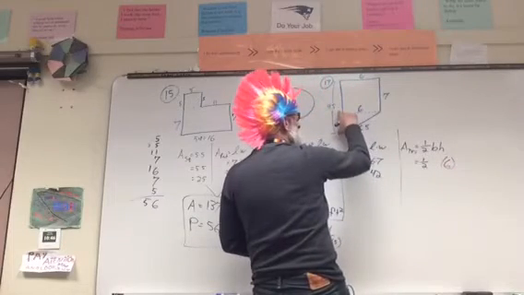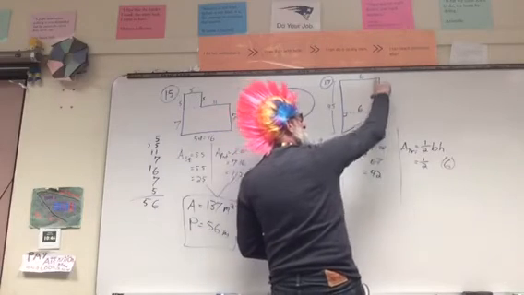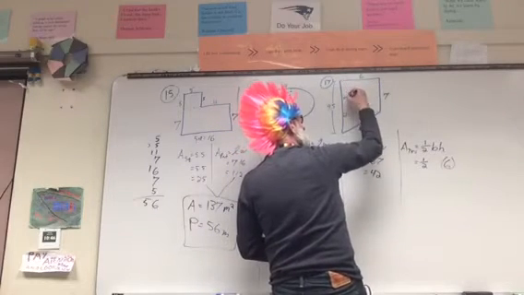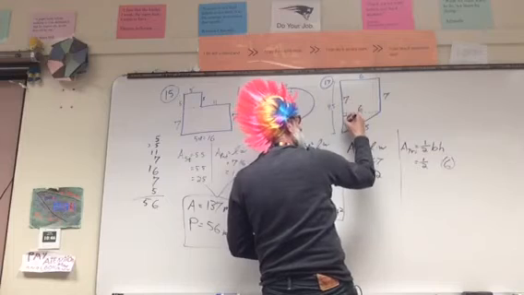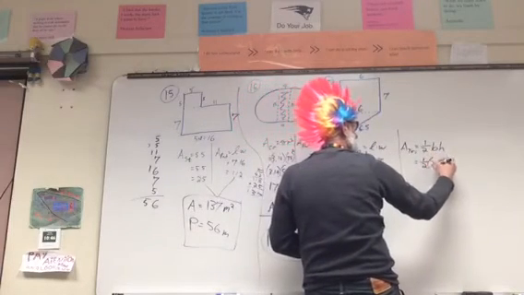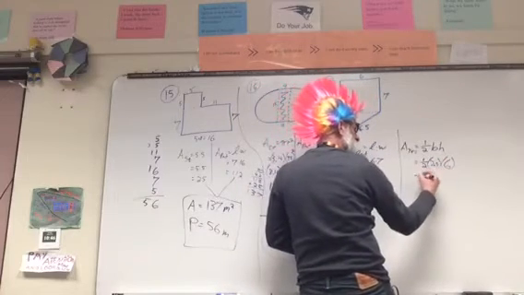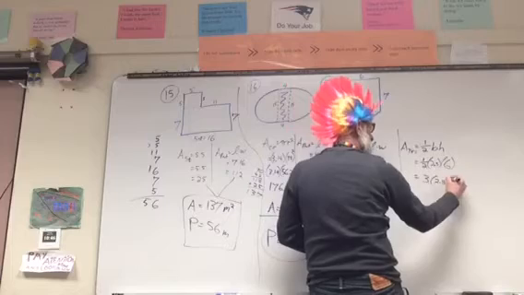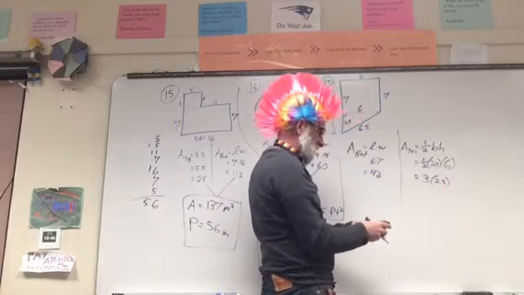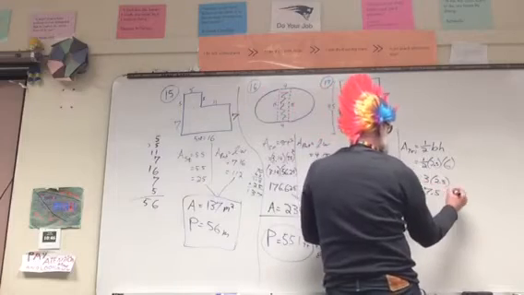Now I've got to figure out this base. The whole distance is 9.5. If this part's 7, this part has to be 7. So 9.5 minus 7 tells me 2.5. That must be my base, a 2.5. Well, before I grab my calculator, I know half of 6 is 3. So now I just got to do the 3 times the 2.5. 2.5 times 3 is equal to 7.5.